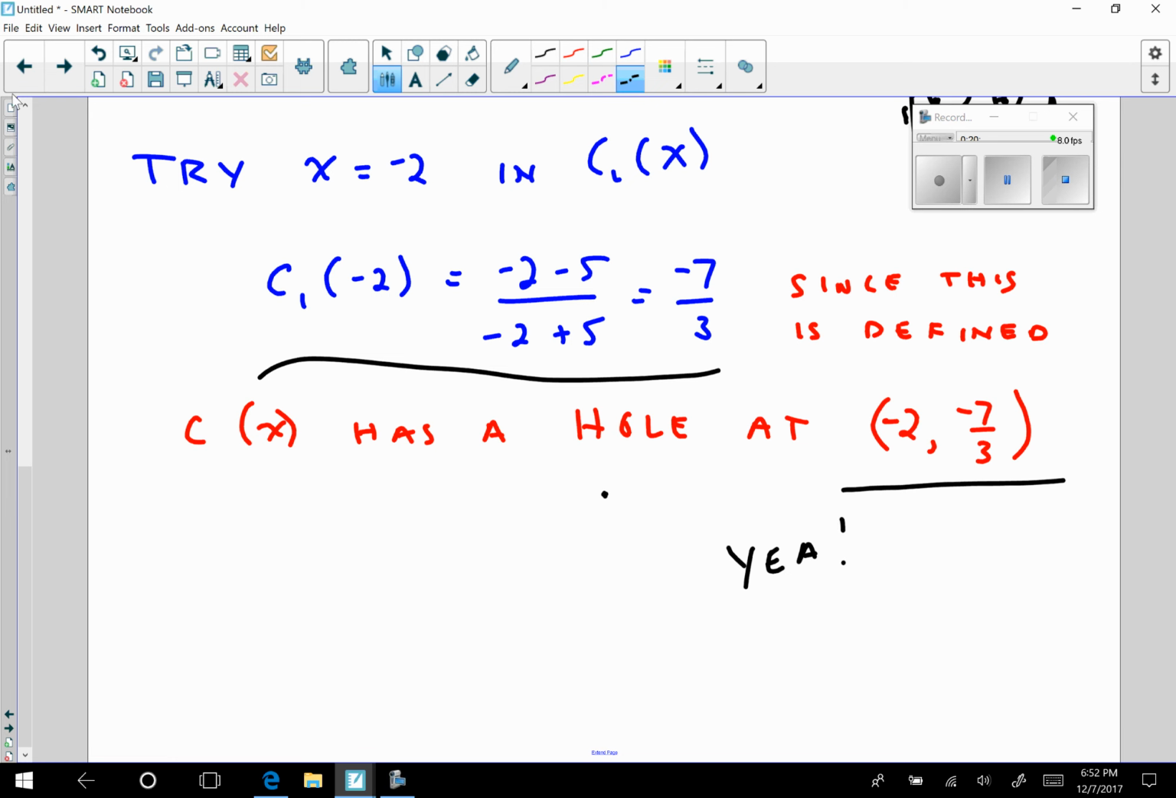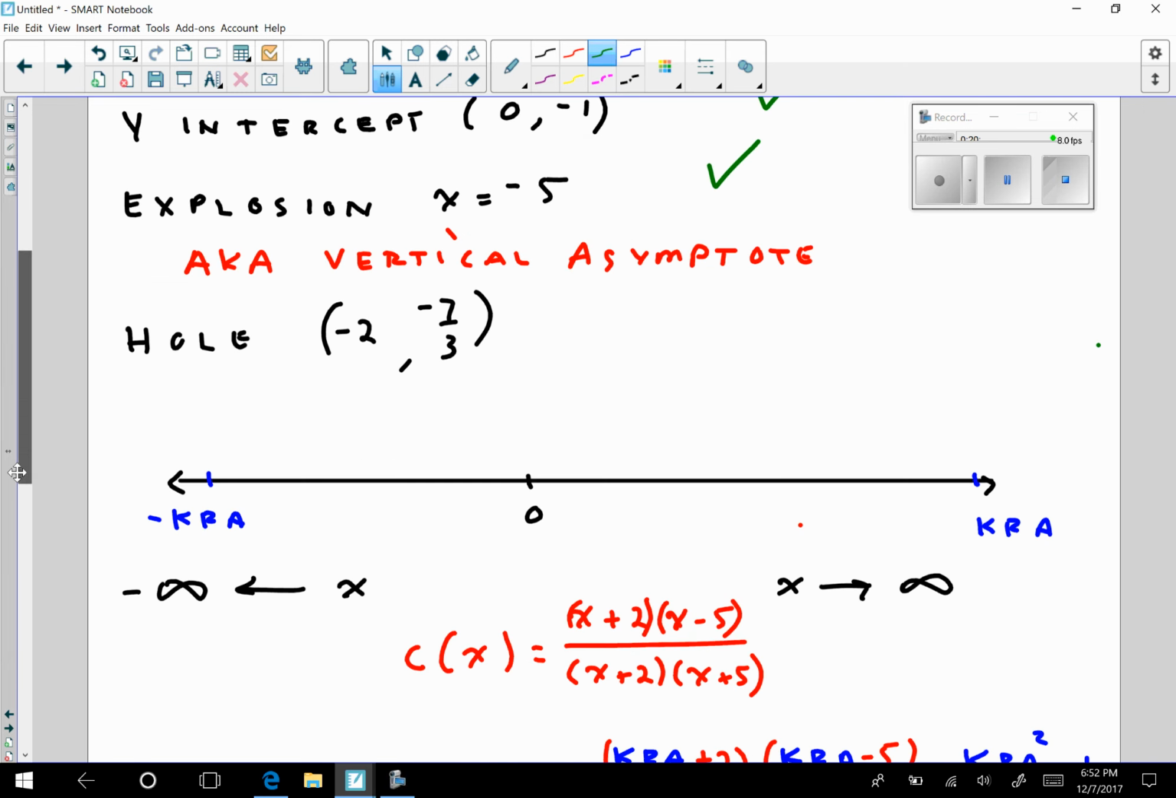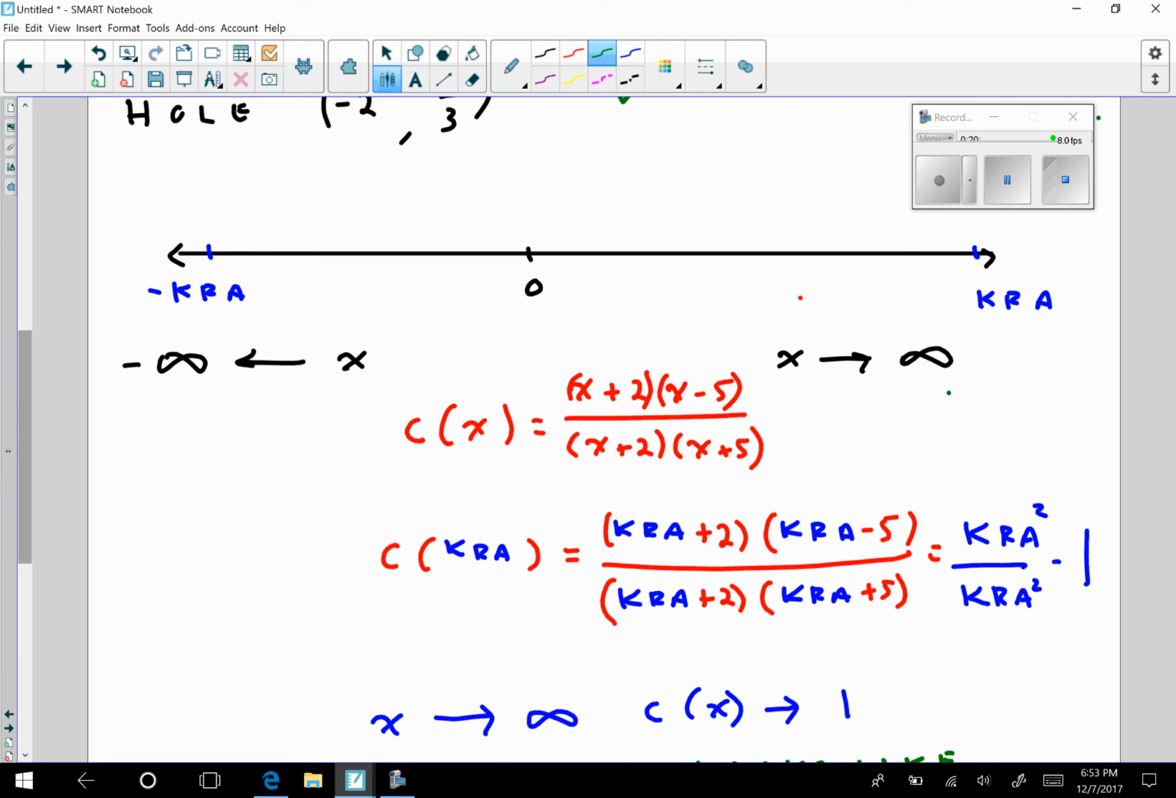So let's go to the next slide and gather all of our information: the domain, the x-intercept, the y-intercept, the explosions. And now I have this really nice hole. And what am I left to do? Oh, I'm left doing the end behavior.